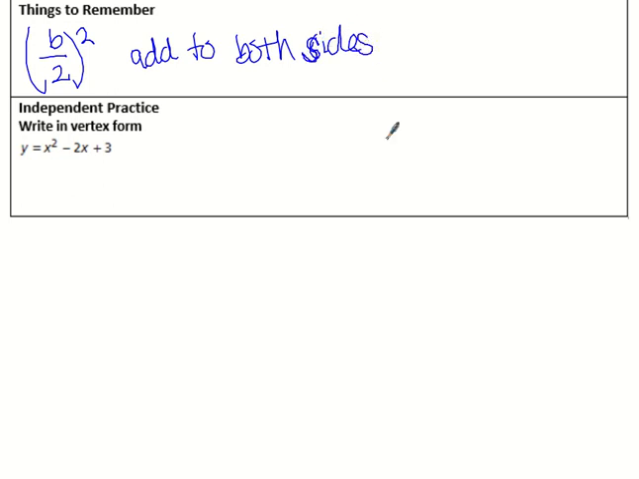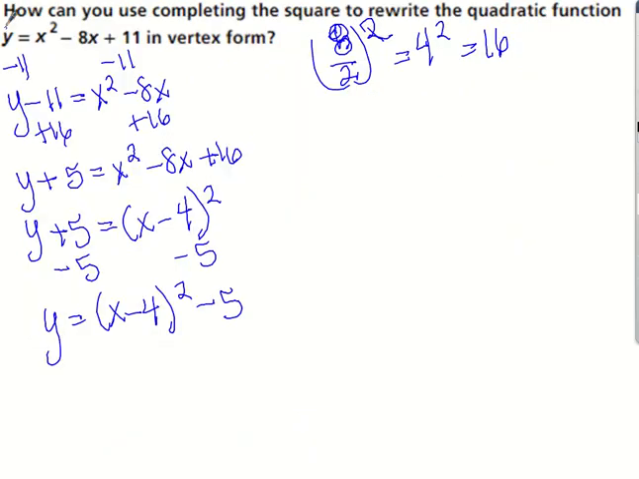Sides, okay? So here's your independent practice. You just need to write this into vertex form. No finding the solutions, no nothing like that. So just solve this for a vertex form. And for a reference example, it would be this one that we did, okay?